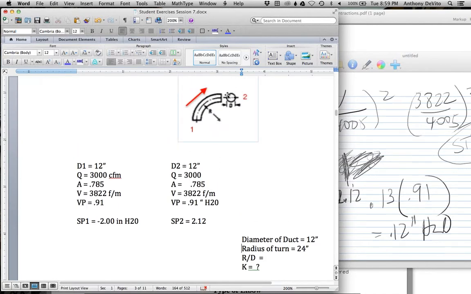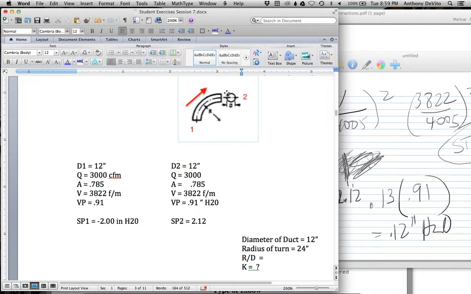The static pressure here has to be higher, a bigger negative number than the static pressure here, because you're really losing static pressure through this transition. So this can't be lower here than here, because if it was, the air would be going the other direction. That makes sense? Right? The static pressure is how much suction there is. So the static pressure here can't be 2.1 and this be 2, because the air would be going the opposite direction of the arrow, wouldn't it? So this has to be a lower static pressure.